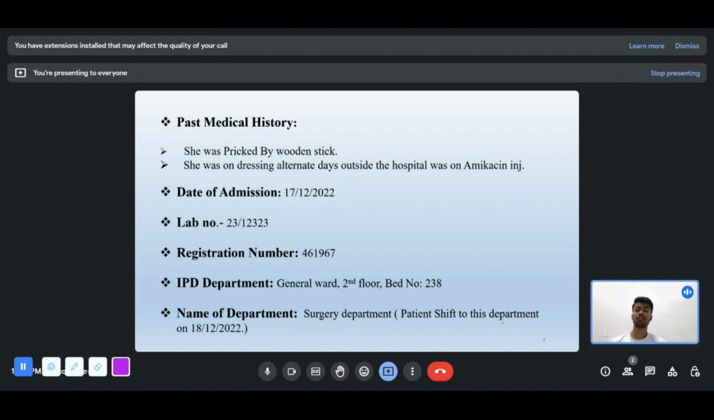This is general information we can get at reception. The name of the department is the surgery department. Patient shifted to this department on the 18th of December 2022.